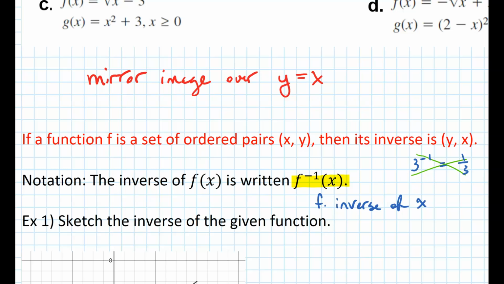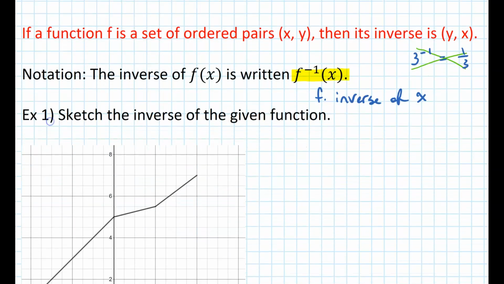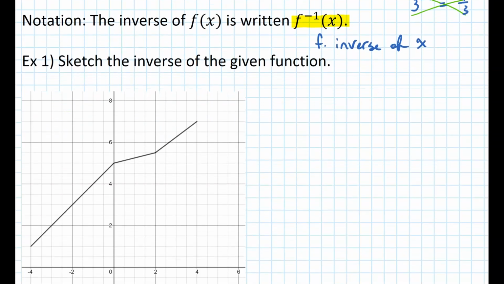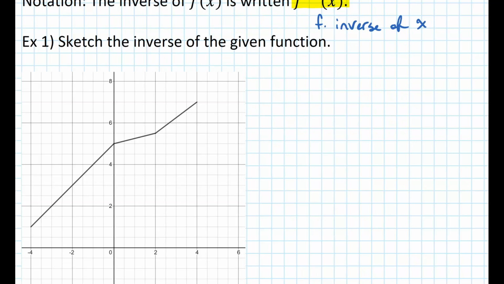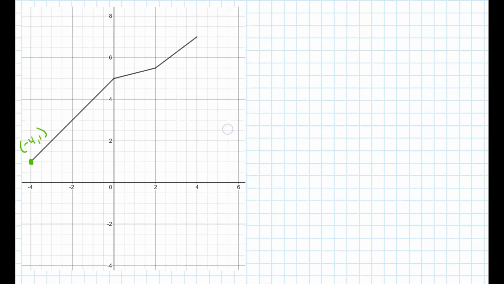So in our first example here, all we have is a graph made up of piecewise linear functions. We're just going to sketch the inverse based upon the information that we know. I'll look at the original graph, and I see here that I have this point at (-4, 1). If I flip those, it becomes (1, -4), down here.